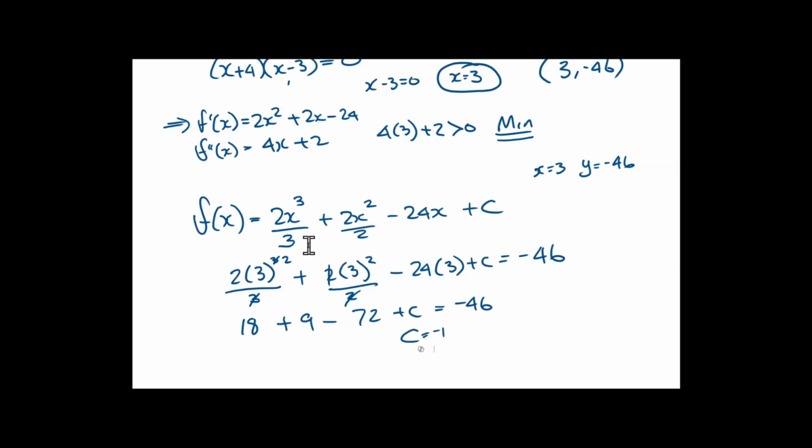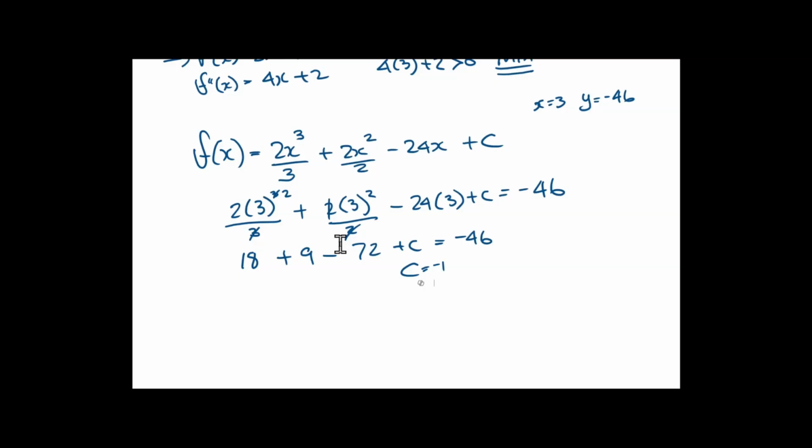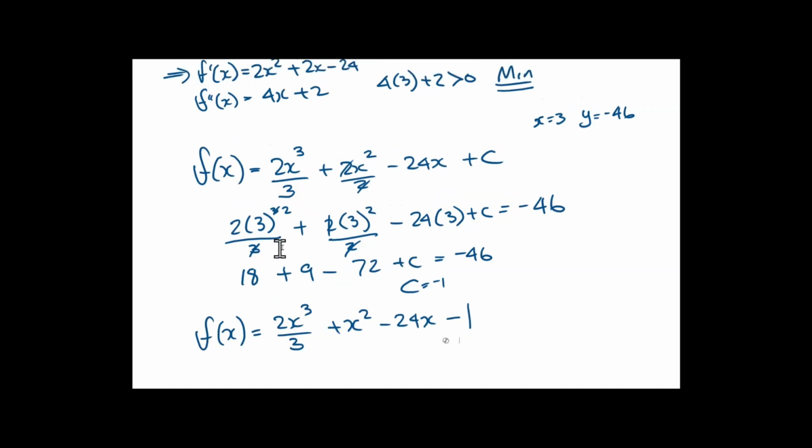So our final equation is going to look like this. So f of x is going to be 2x cubed over 3, and these 2's here are going to cancel, plus x squared minus 24x, and now we know what c is, minus 1. Did they want us to solve anything?